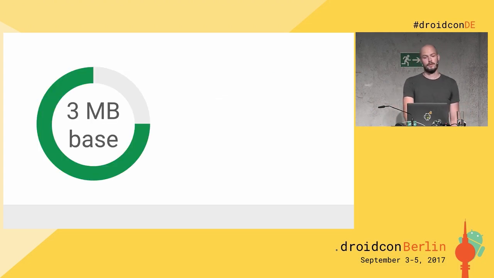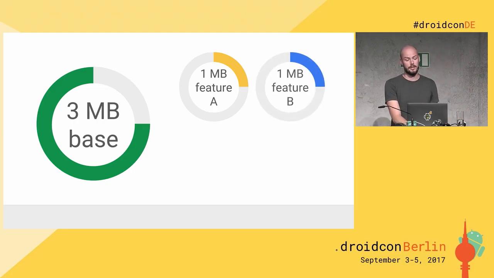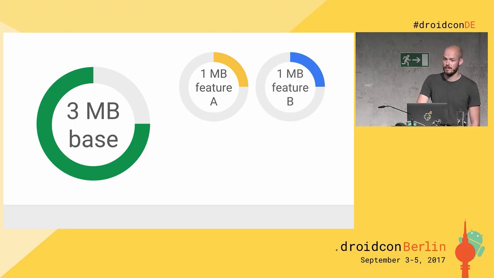Let's assume that you've got a base APK or base module that has 3 megabytes, because there's a lot of resources in there and all that, so I can understand it. But all you have is 1 more megabyte for one feature. That's 4 megabytes. But you could have another feature that has another megabyte, because that's a different bundle that can be downloaded. So those two add up to 4 megabytes.